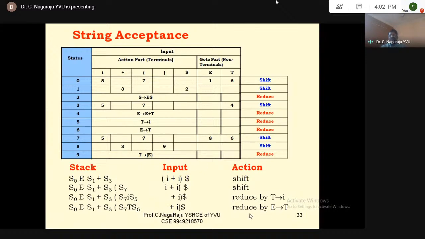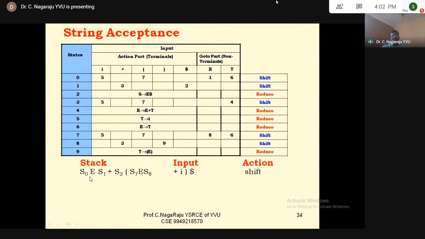That is reduced T. But the only thing is, you have to decide which production is replaced with which non-terminal symbol. That is very, very important, right? So that is S6, T S6 of this one, so reducing this. That means T is replaced with E. You can replace with the E.